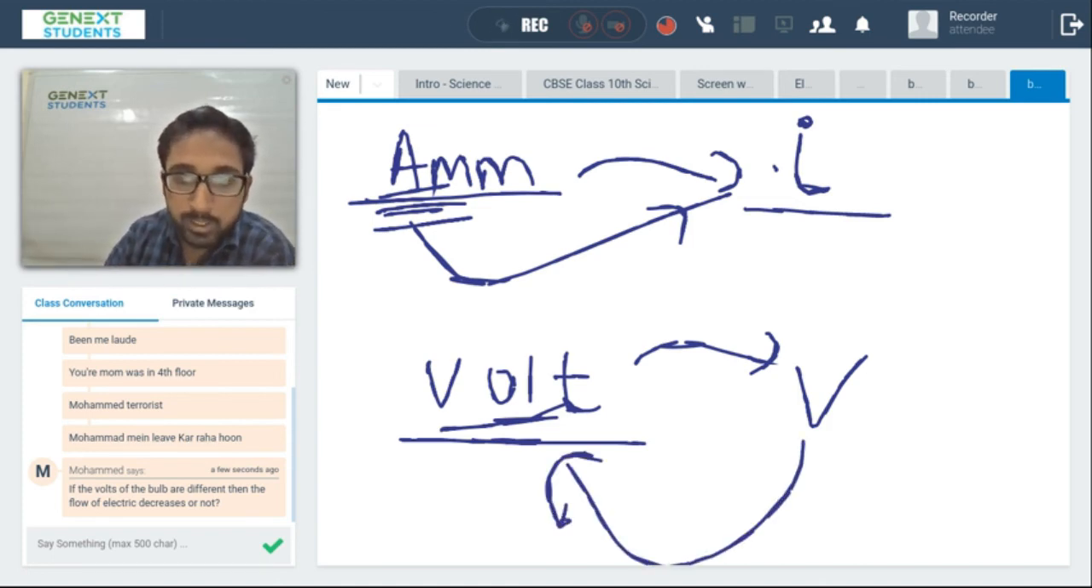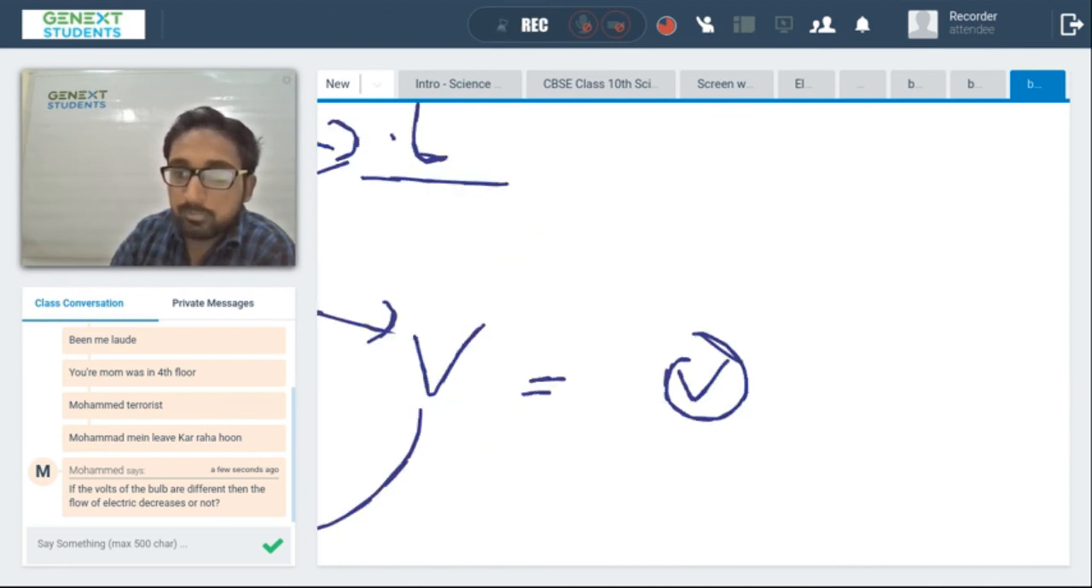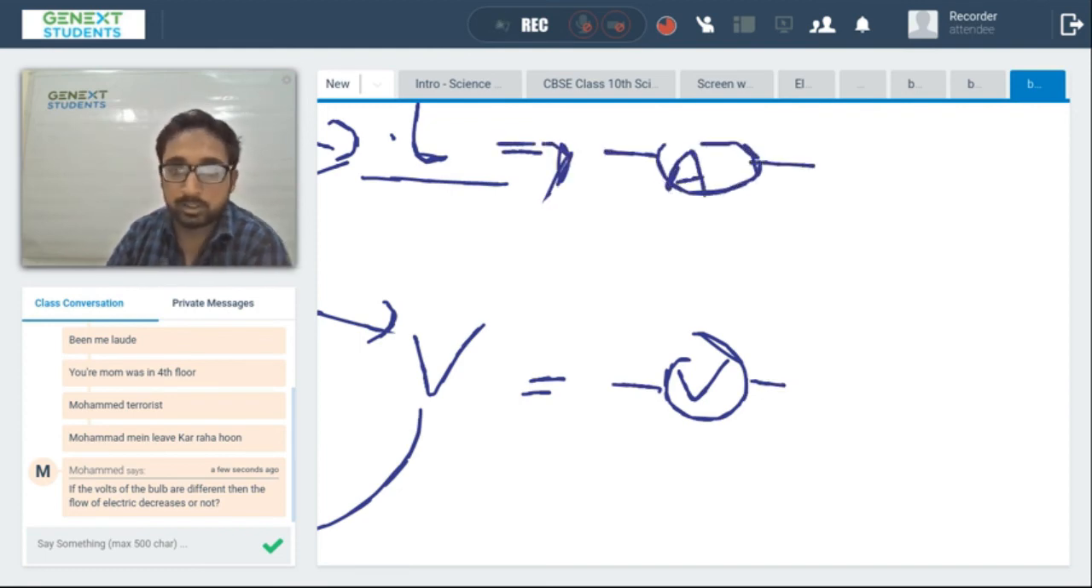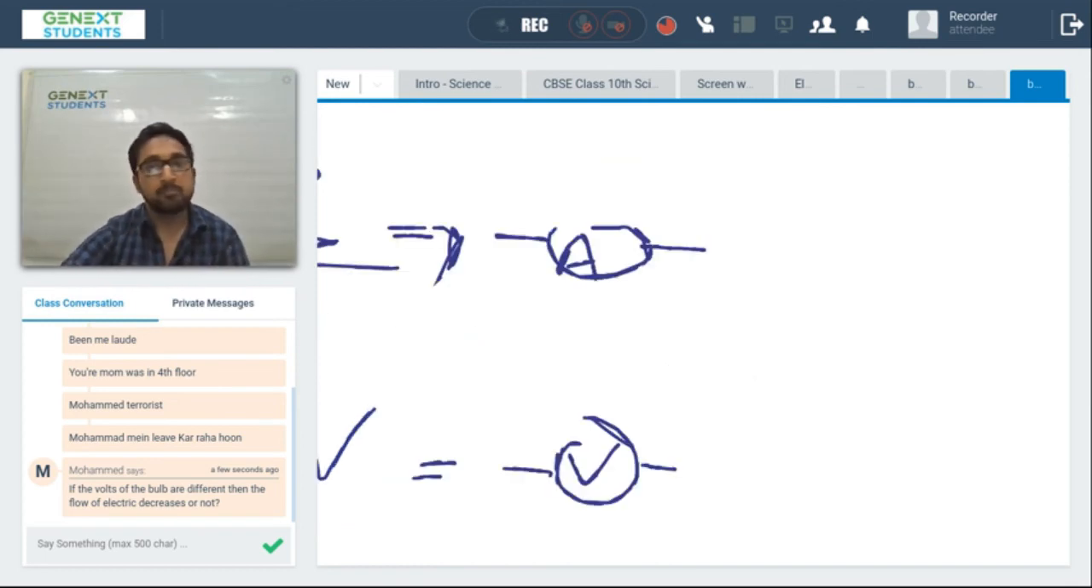So voltmeter is represented as a circle with V in it like this, and ammeter is represented as a circle with A in it like this. So this is how ammeter and voltmeter are represented.